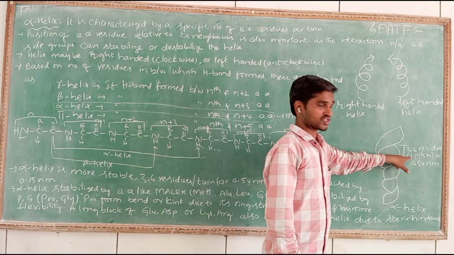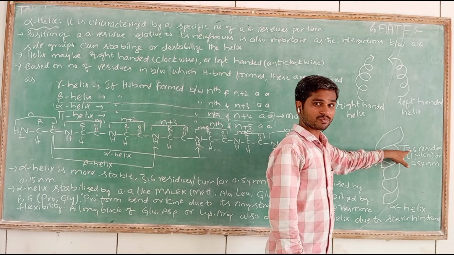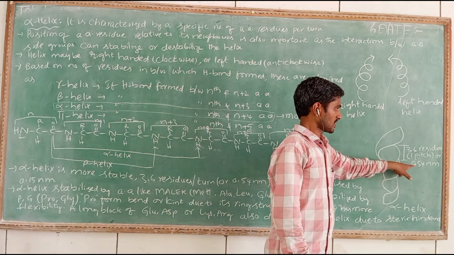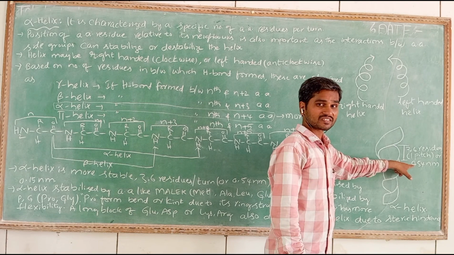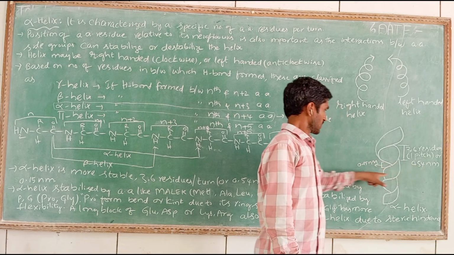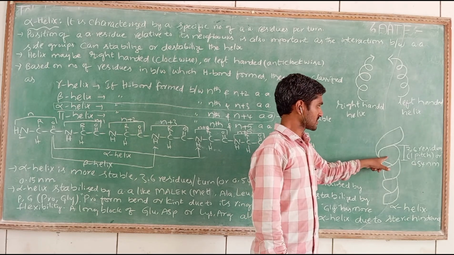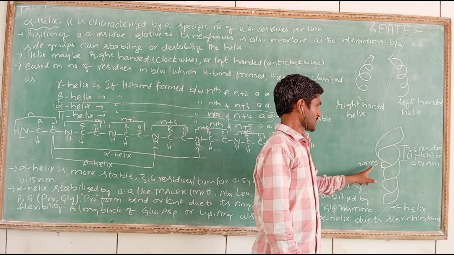This is also called the pitch. The alpha helix has 3.6 residues per turn, and the length of one turn in the alpha helix is 0.54 nanometers. Here we have shown the helix rise, that is, the distance between two residues, which is 0.15 nanometers.